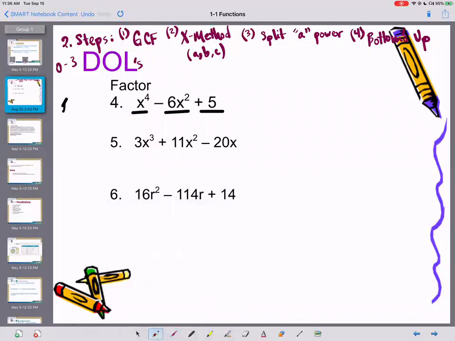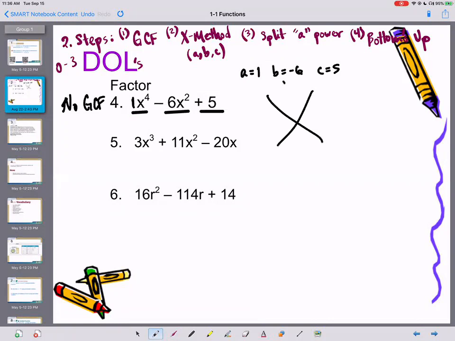Let's try this again. No GCF on number 4. Since there's no GCF, I move on from step 1 to step 2. Now, step 2, we need to label our A. So our A is how many X, the front term of the trinomial. I have 1. My A is 1. My B is -6. And my C is 5.